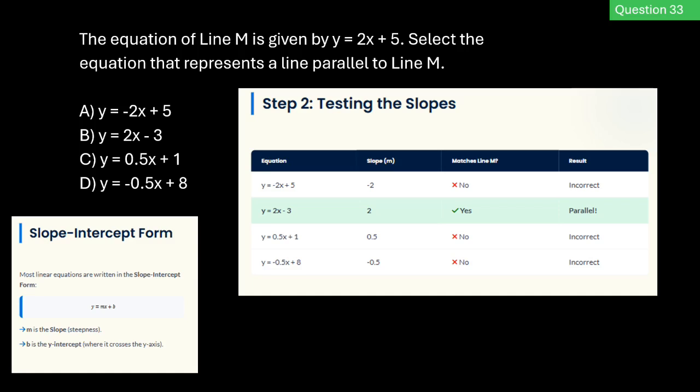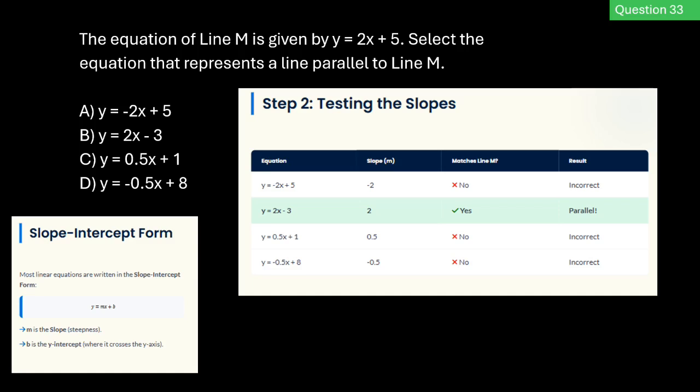Let's look at option C. y is equal to 5/10 x plus 1. This gives us a slope of 1/2, which is the reciprocal. In option D, y is equal to negative 5/10 x plus 8 gives us a negative fraction, which would actually be perpendicular to our line.